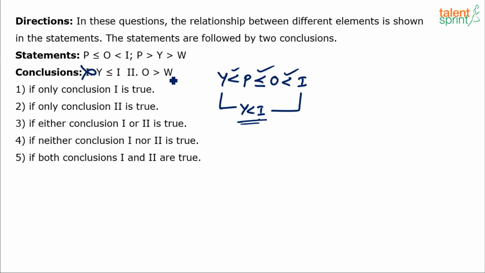Look at the second one. O greater than W. Connect O with W. O greater than or equal to P, P greater than Y, Y greater than W. You just have to read the inequalities, right? From P to O, it is P less than or equal to O. But when you go from O to P, O is greater than or equal to P. We want from O to W.